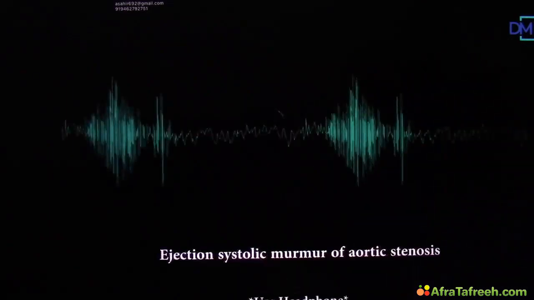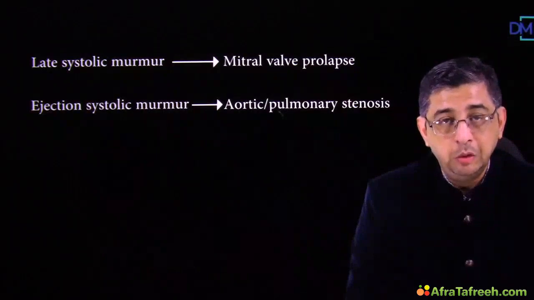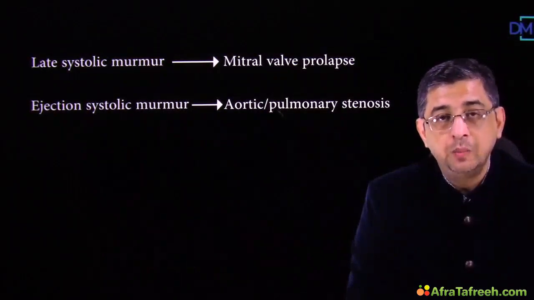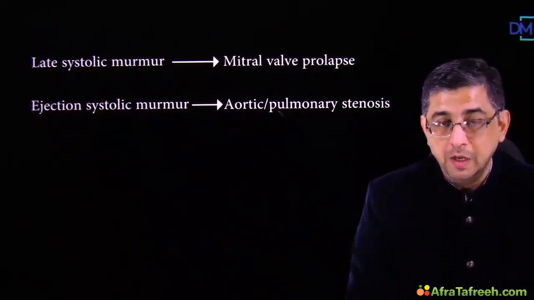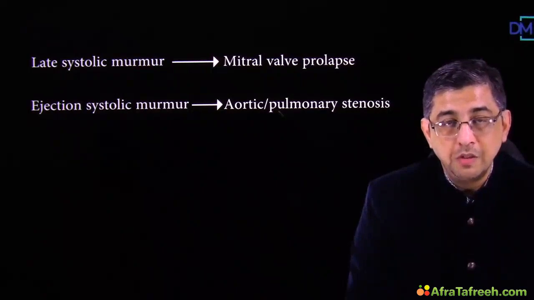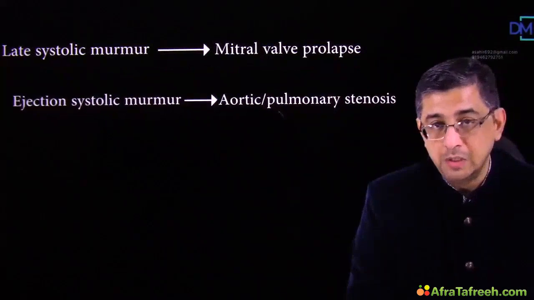Please do not confuse it with ejection systolic murmur, which is a crescendo decrescendo murmur heard in the phase of valvular aortic stenosis. Once you have listened to this murmur, I would like you to pause the video, rewind, and listen to the murmur again of mitral valve prolapse versus the murmur of aortic and pulmonic stenosis. I repeat my statement, late systolic murmur is a feature of mitral valve prolapse, and ejection systolic murmur is a feature that is encountered with aortic and pulmonic stenosis.